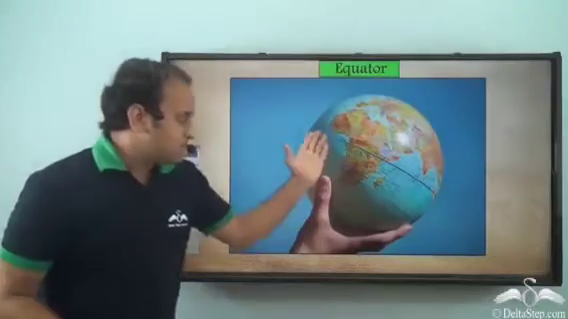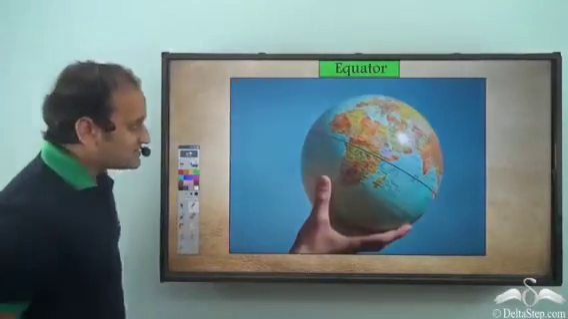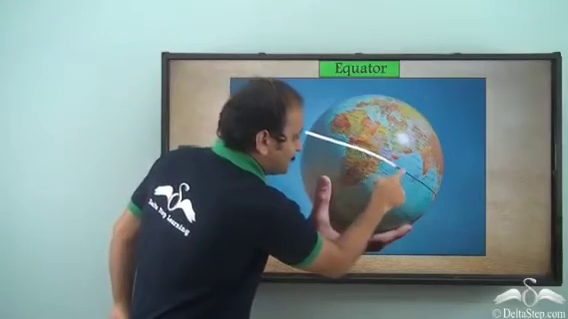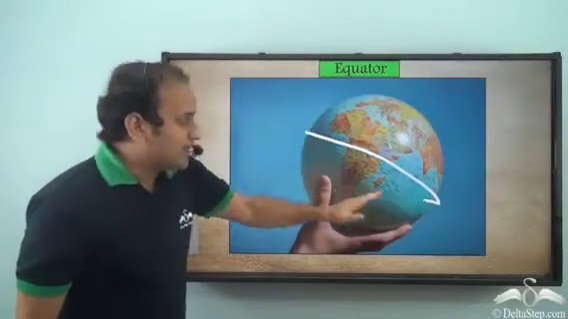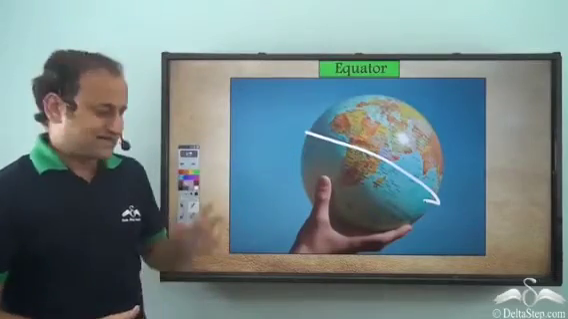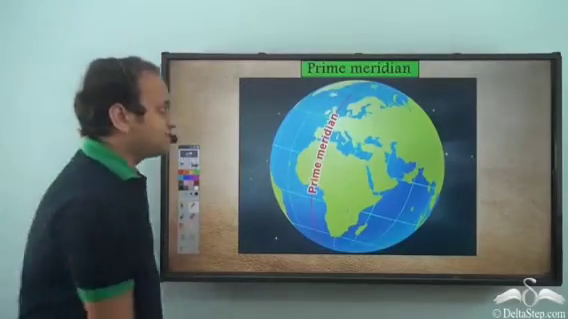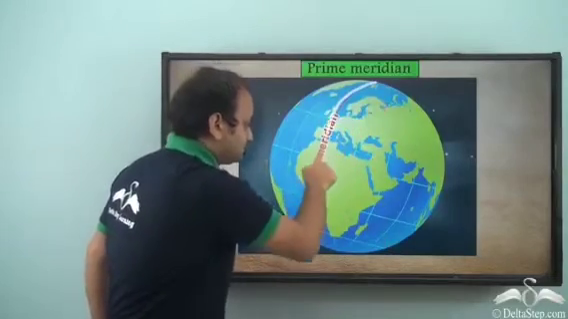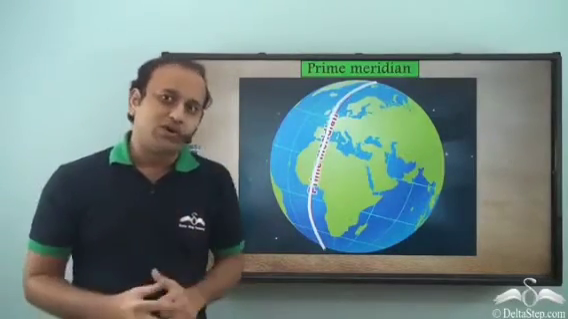Now, the most important line here is the equator. What the equator does is that it divides the entire Earth into two equal halves. Similarly, there is another line, which is the prime meridian. Now, even the prime meridian divides the Earth into two equal halves.